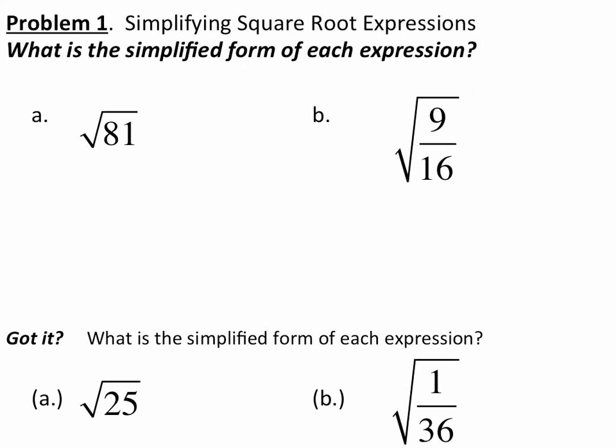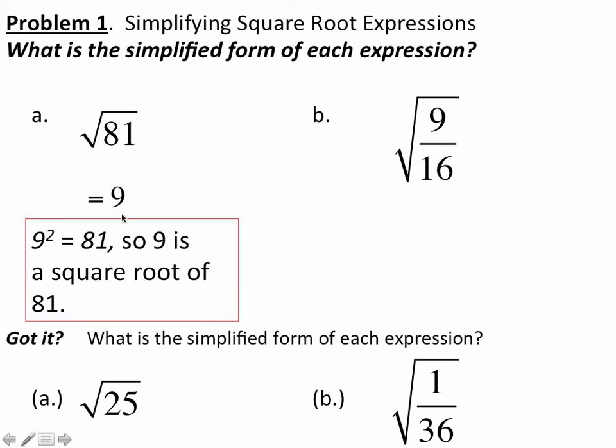Here we go forward. So what is the simplified form of each expression? So remember, simplified, as we talked about the last time, is just getting it as small as you can. Get it as simple as you can. So the square root of 81, there's your radicand right there. What number times itself is 81? Well, 9, because 9 times 9 is 81, or 9 squared is 81. So 9 is the square root of 81. So they're asking me what number times itself, that's what that square root symbol means, is 81, and obviously 9.